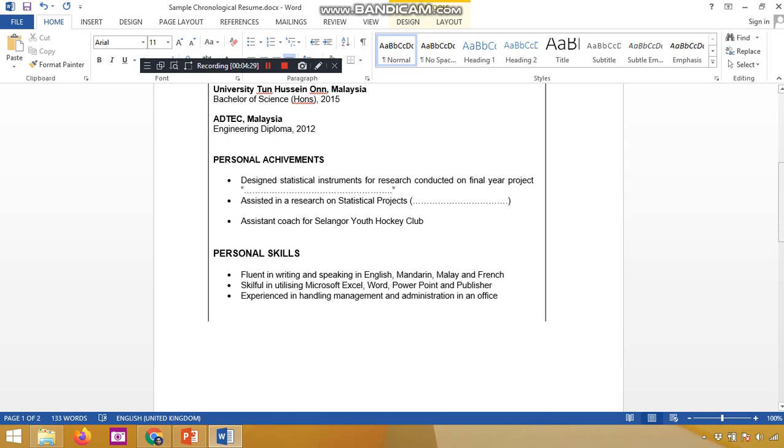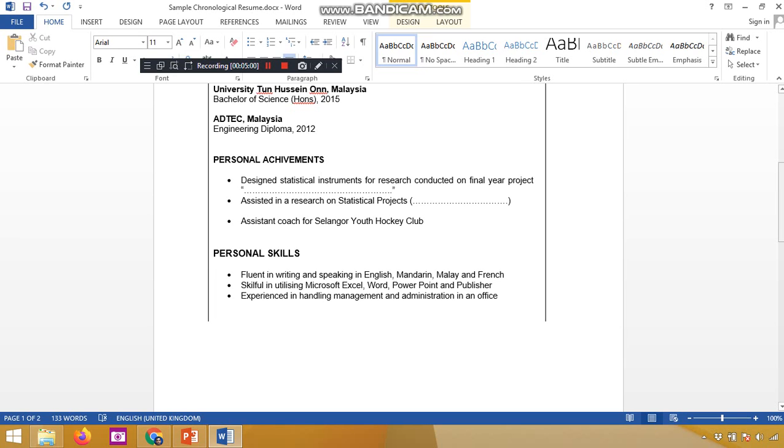You see, normally most of you have a final year project, right? So you can say, maybe you designed a statistical instrument for that final year project, and you spell out the name of your project. Or maybe you assisted your supervisor, or your lecturer, or your PA in their research. You can list out that you were the co-researcher. List out the research. And if you were, for example, this is extra, assistant coach for Selangor Youth Hockey Club. Or maybe you have other part-time jobs. You can put that.